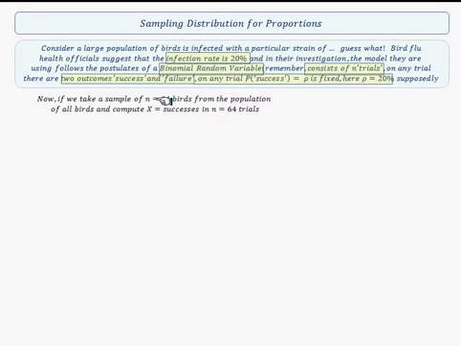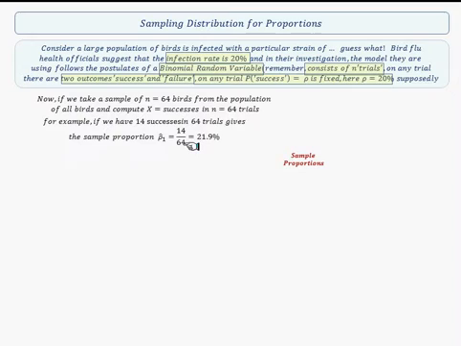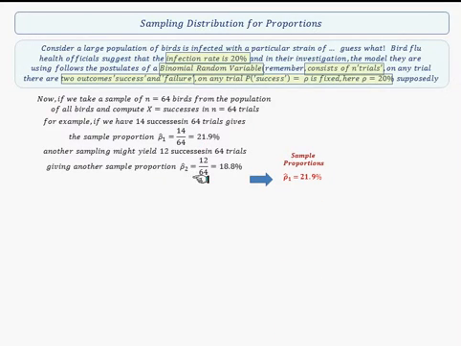We take a sample of size 64 and compute x equals the number of successes in 64 trials. This gives us 14 out of 64, 21.9%. And repeating that again for 64 trials, we found 12, that's 18.8%.